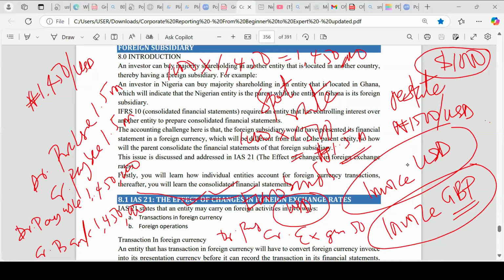This is as straightforward as it gets when it comes to transactions in foreign currency. Then somebody may ask, what if as at the end of the reporting period, I am still owing this payable? Very simple. What is the closing rate as at the end of the period? If it is 1,450, I will still say my payable is no longer 1.5 million. It is now 1,450,000 naira.